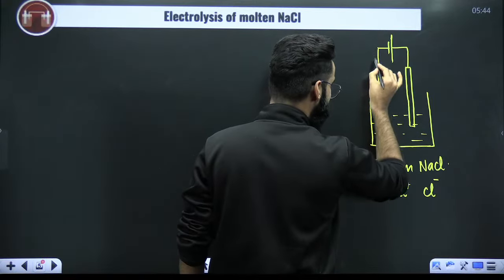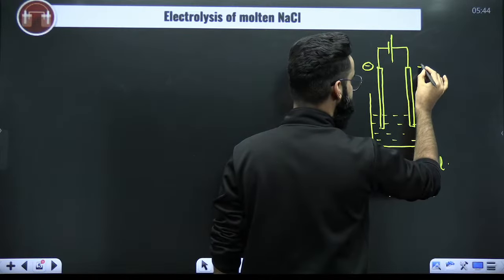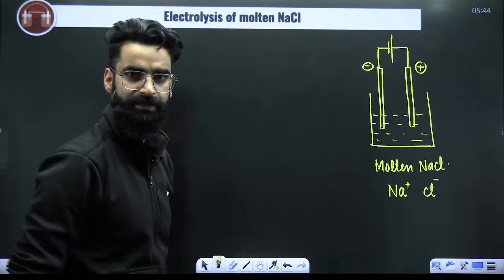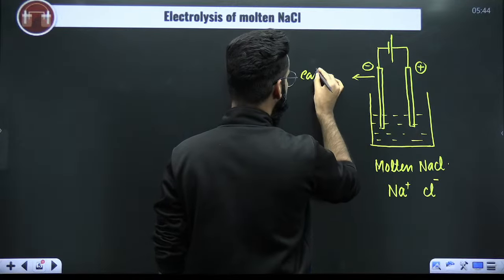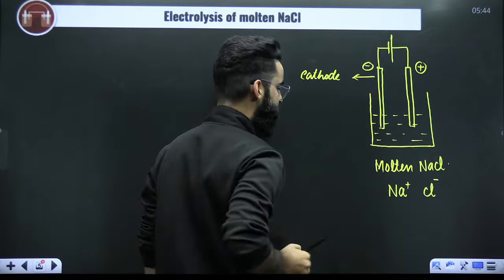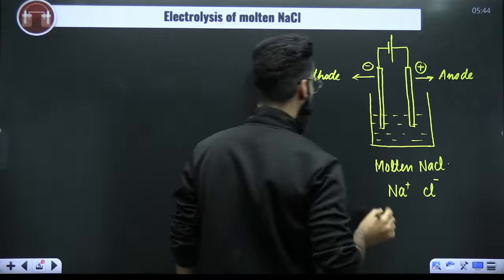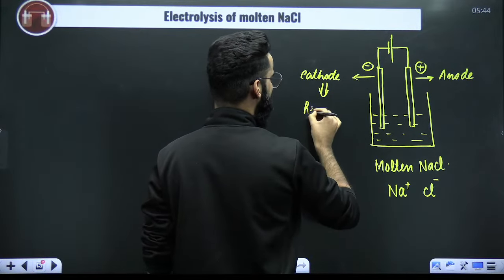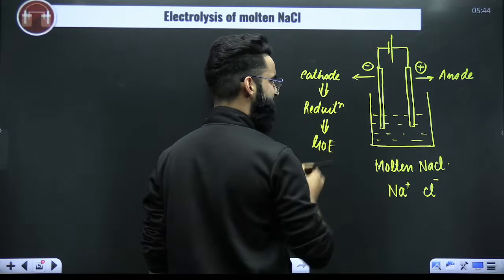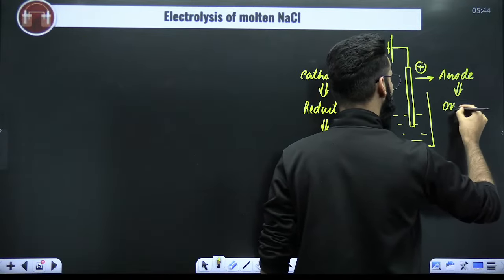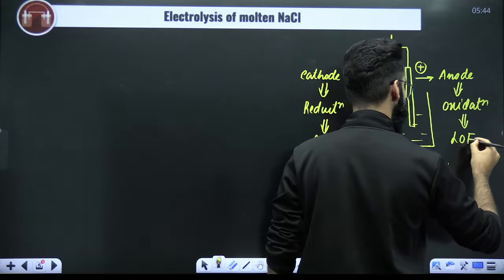The rod connected with the negative terminal of the battery will carry the negative charge, and the rod connected with the positive terminal of the battery will carry the positive charge. As I told you, the negatively charged rod is what I call the cathode, and the positively charged rod I'll be calling the anode. At cathode reduction takes place, which is just the gain of electrons, and at anode oxidation takes place, which involves loss of electrons.